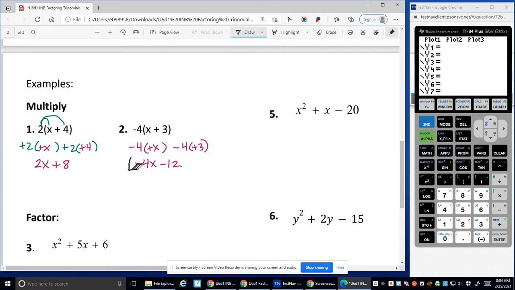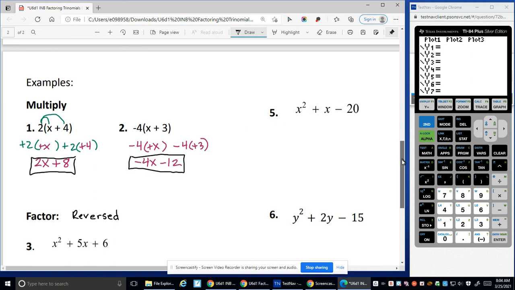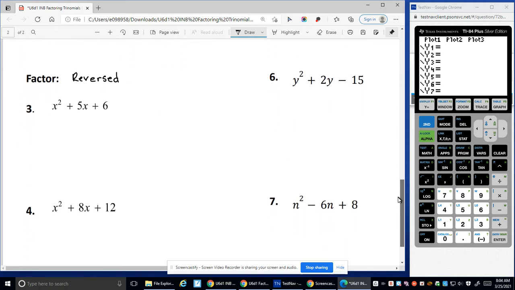So that was multiplying. It kind of brought it together, right? Well, we're going to get started with factoring, which is kind of reversed, right? It's going to pull it apart, and you're going to see parentheses in your final answer, right? Reversed. So let's go ahead here. Let's start off with this one.